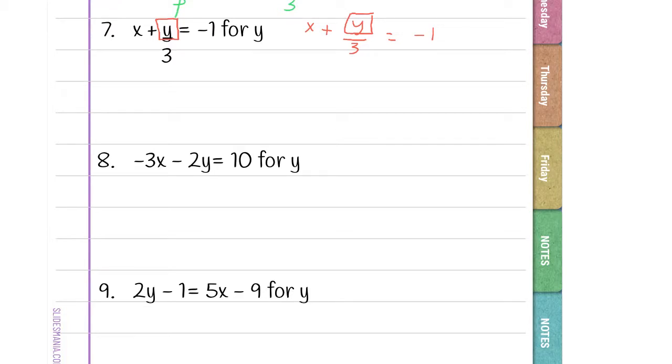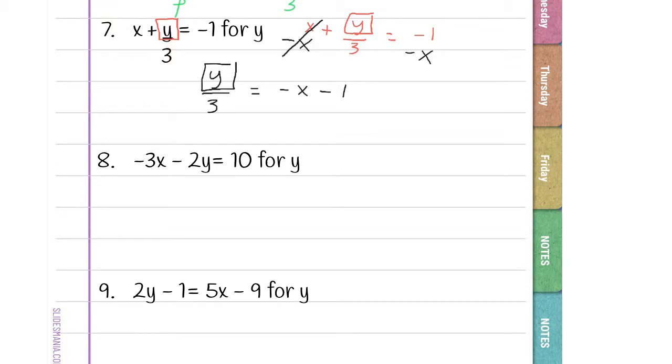All right, so remember, we move first whatever is not directly next to that box. In this case, it is x. So I'm going to move that x first. That is a positive x, so I'm going to subtract x. I'm going to do the opposite. x minus x reduces to 0. And now I have y over 3 is equal to negative x minus 1.